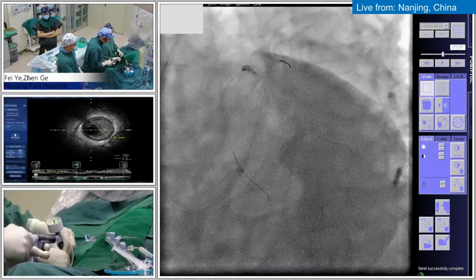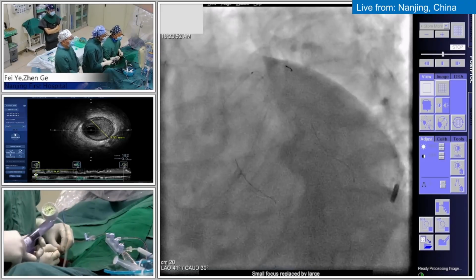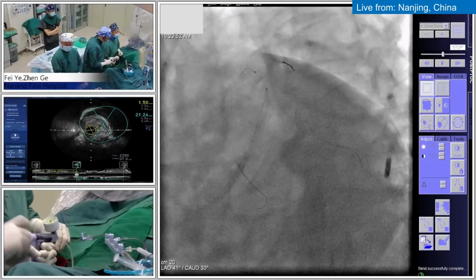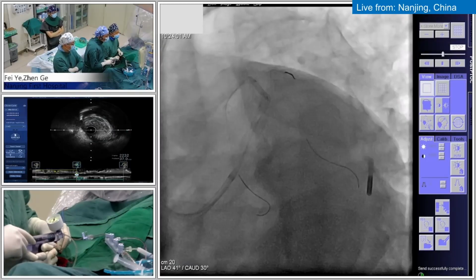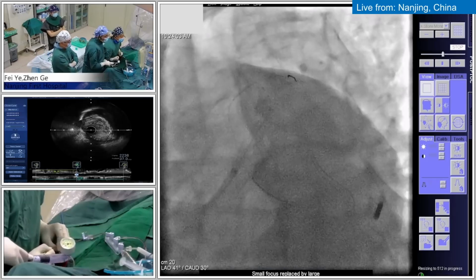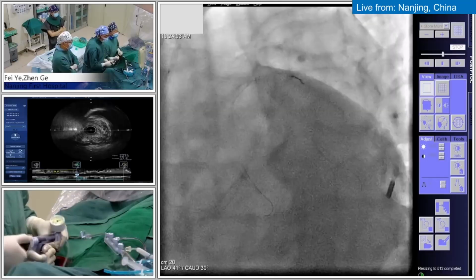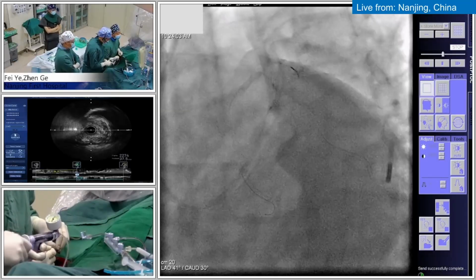So, Dr. Pan, could you tell me the plaque characteristics of the trifurcation site? Okay, this is an ostium LAD. You can see here, the cranial has no plaque. Maybe there is a plaque shift.